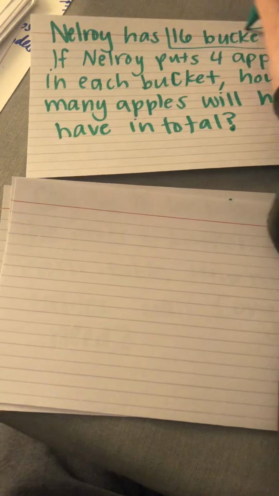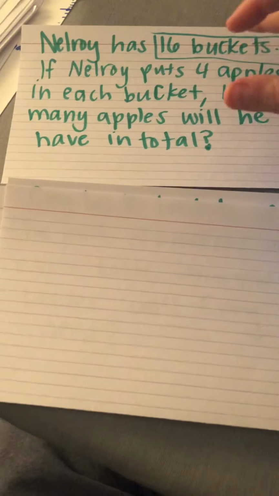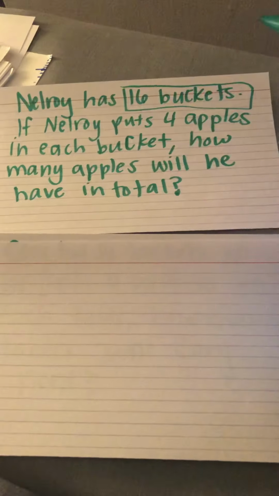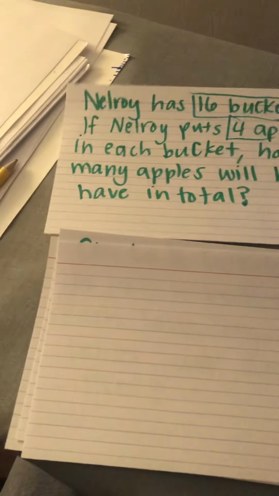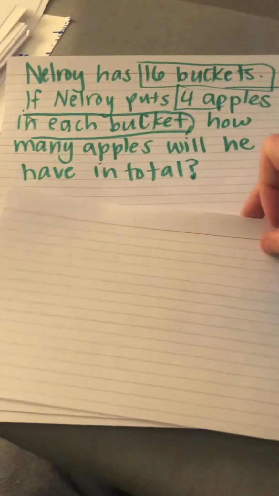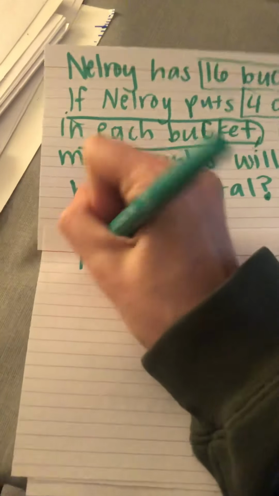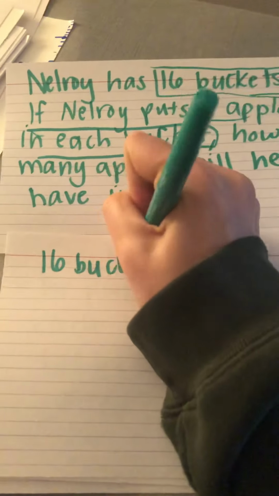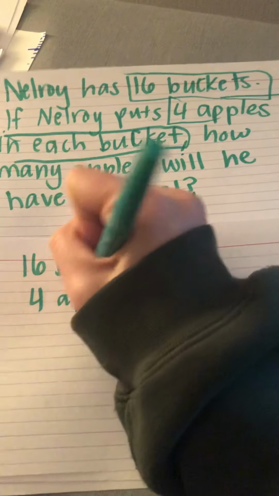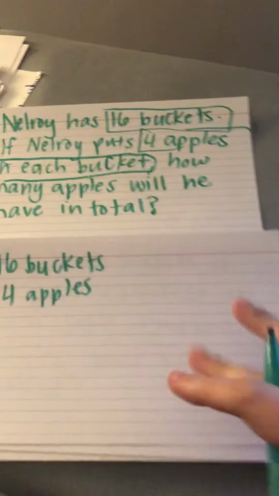Nelroy has 16 buckets. Okay, I'm picturing those 16 buckets. I can imagine 16 buckets. If Nelroy puts 4 apples in each bucket, 4 apples in each bucket. So in each one of those 16 buckets, it sounds like those are my groups, but I'm going to just wait for apples, and that sounds like my each, but I'm just going to keep reading.